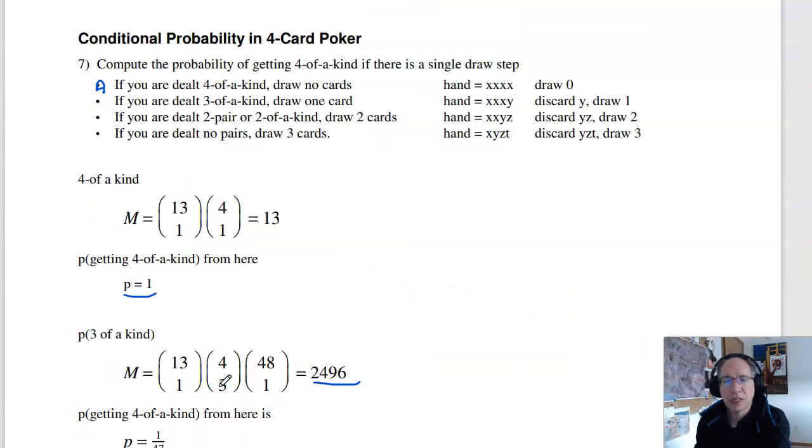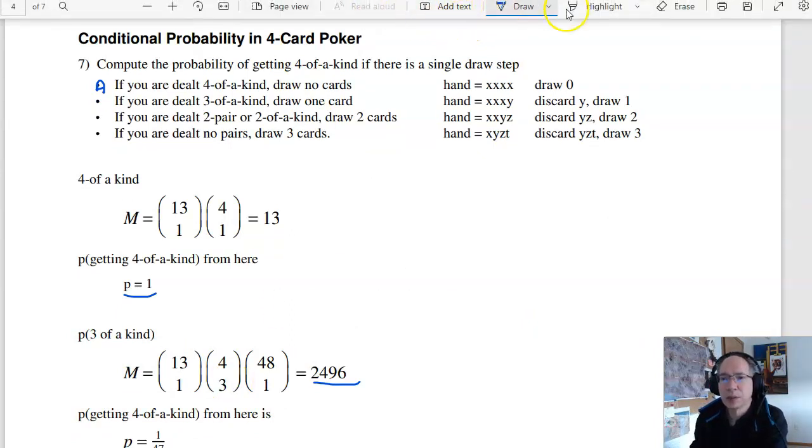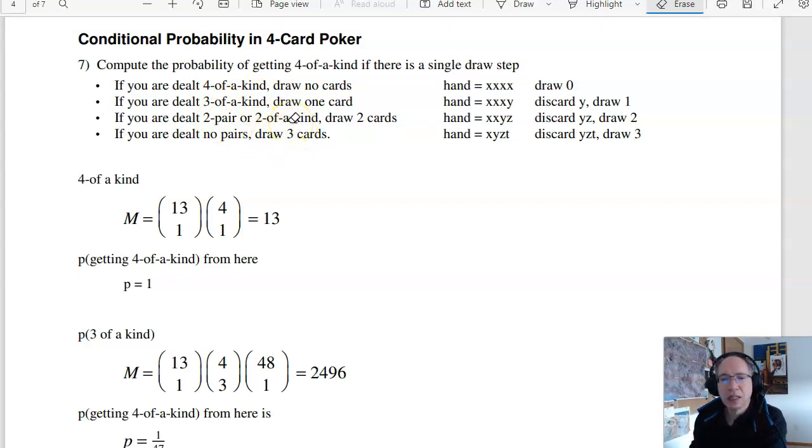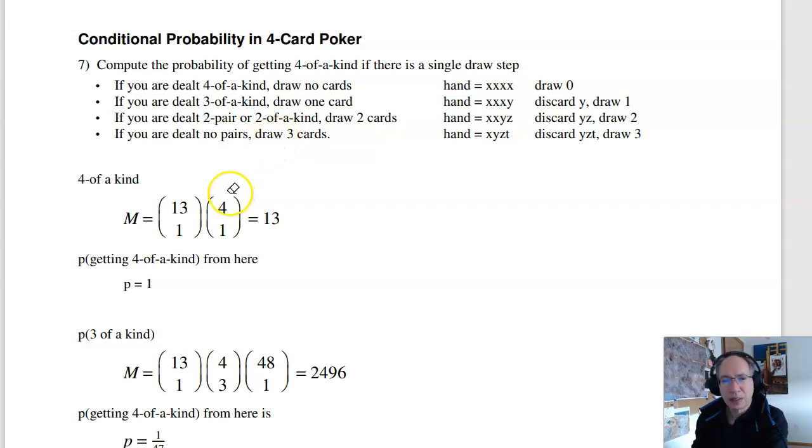Problem 7 is, what's the probability of getting 4 of a kind in 4-card poker? Now there's a couple ways to get 4 of a kind. I could be dealt 4 of a kind. I could be dealt 3 of a kind, draw 1 card. I could be dealt a pair and draw 2 cards, or no pairs, draw 3 cards. The first case, the number of ways of being dealt 4 of a kind is there's 13 cards, pick 1. 4 cards of that value, pick 1. So there's 13 ways to get 4 of a kind. And once I have a 4 of a kind, the probability of getting 4 of a kind is 1.